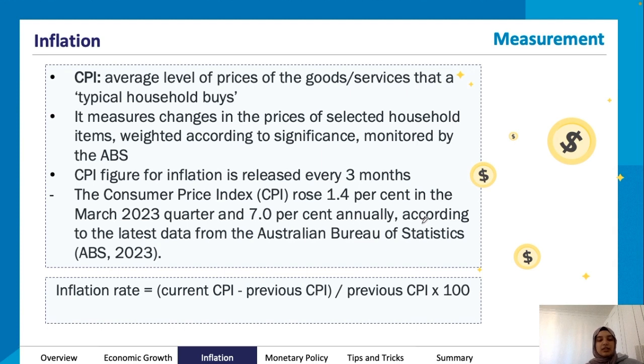The inflation rate is the current CPI minus the previous CPI, divided by the previous CPI, and then you times by 100 to get the percentage rate. So this is a formula that you need to know for your exam. I would highly recommend that you memorize that one.